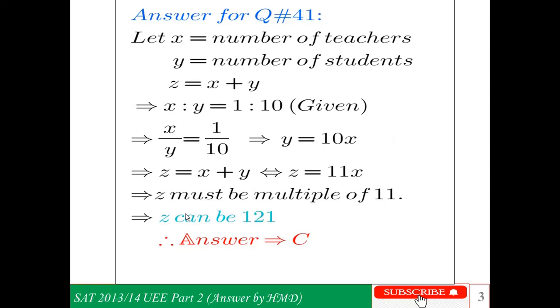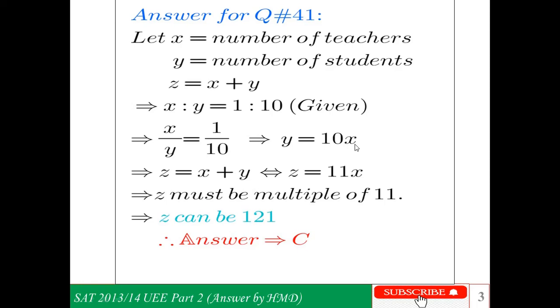So if the total number of teachers and students is 121, this implies that 11x is equal to 121. Dividing both sides by 11, x becomes 11. So the number of teachers is going to be 11.